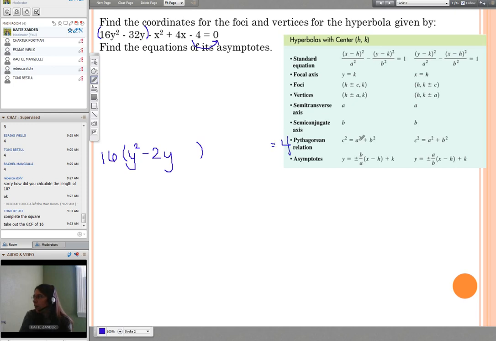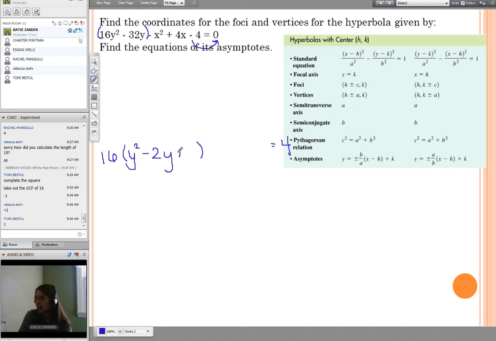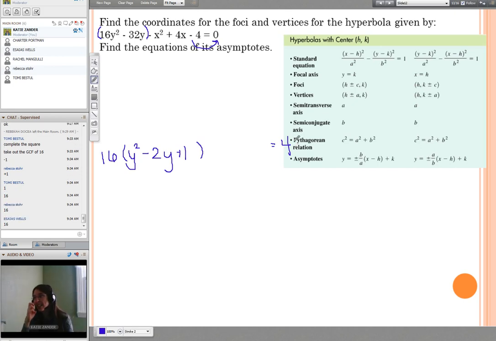Right now I've got the 4 on the other side. Let's go ahead and complete the square here. We take half of the middle term. What's half of negative 2? Negative 1, and we square it, hence completing the square. So negative 1 squared is a positive 1. If I add 1 inside parentheses, to keep it balanced, what should I add to the other side? Yeah, we saw that on Tuesday's class. We're not going to fall for missing the GCF again here. So we're going to add 16.